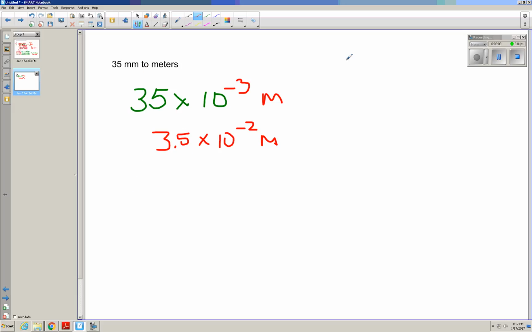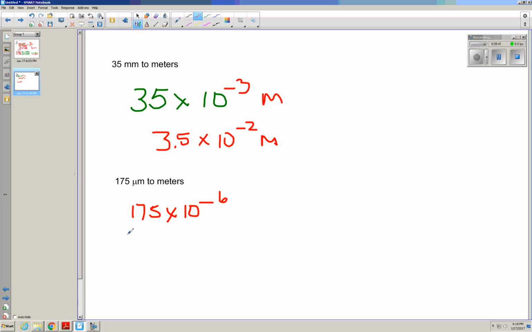What if you wanted to go from 175 micrometers to meters? I'm going to do the same type of thing. I'm going to write out 175 times 10, and then what's the relationship between micrometers and meters? I know 1 micrometer is equal to 1 times 10 to the minus 6 meters. So 175 micrometers is 175 times 10 to the minus 6, and this is technically an answer.